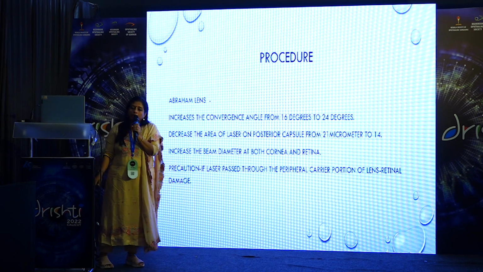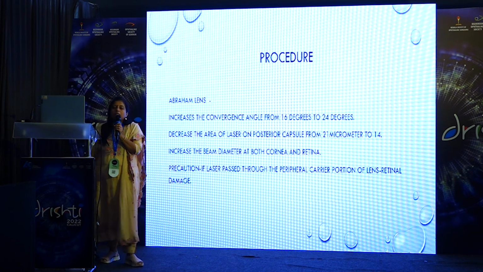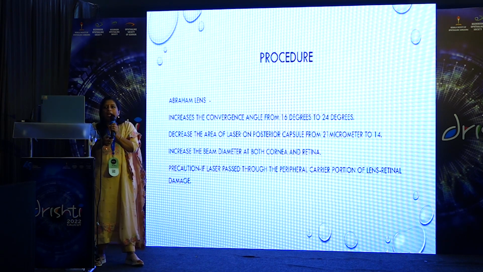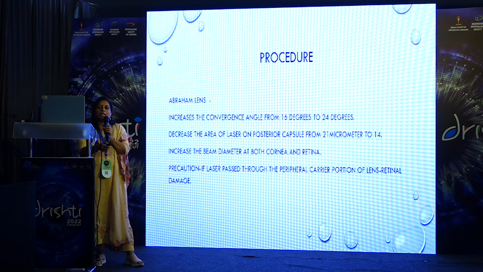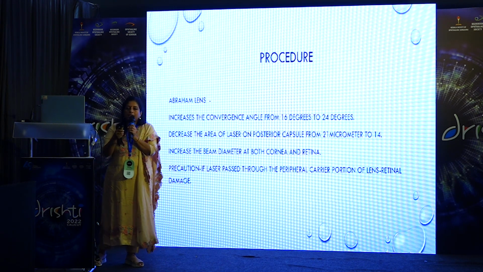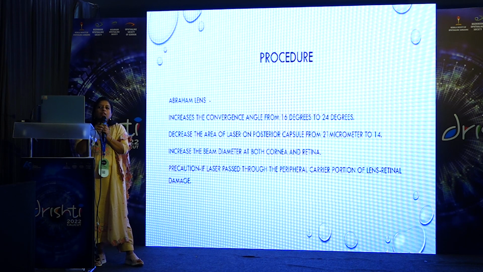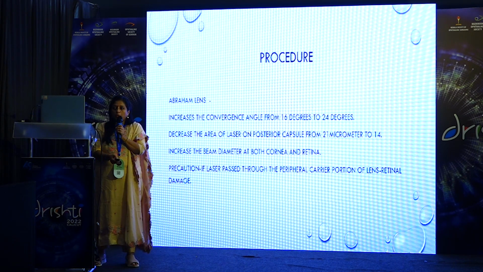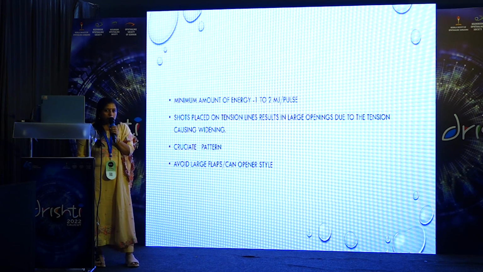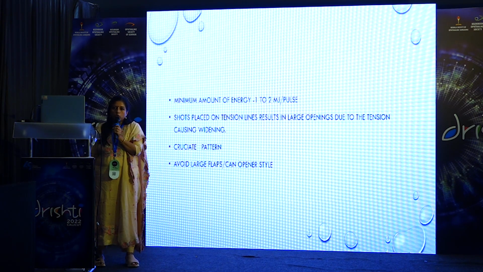As I already told, you can use an Abraham lens or not. Some advantages are it improves the converging angle and also decreases the area of laser on the posterior capsule. But the precaution that you should be very careful in using the lenses is to avoid laser passing through the peripheral portion of the lens, leading on to a retinal damage. We start with minimum amount of energy of 1 to 2 millijoules per pulse.